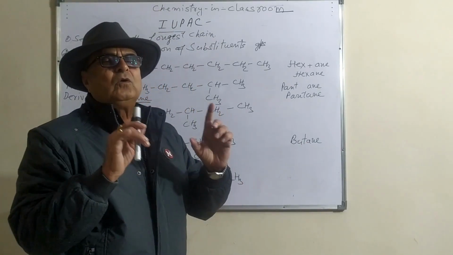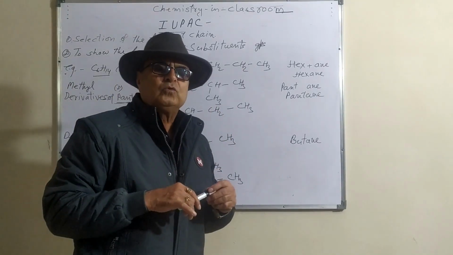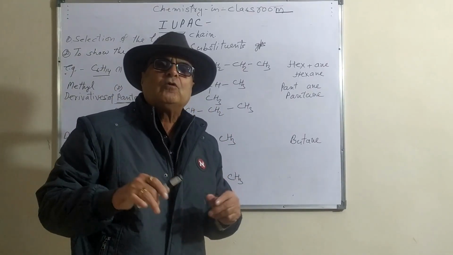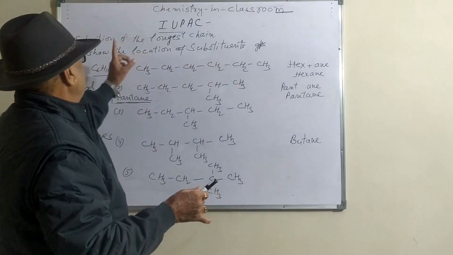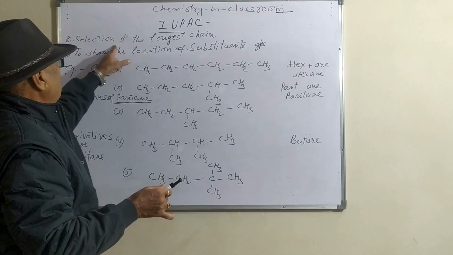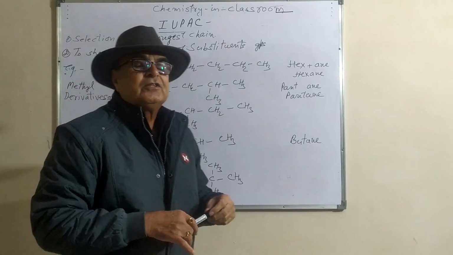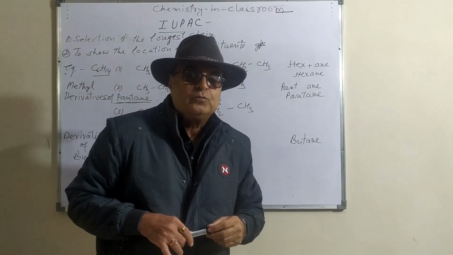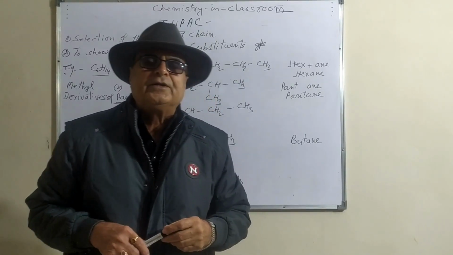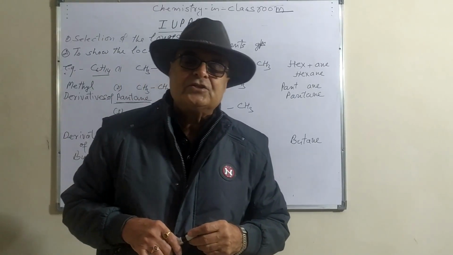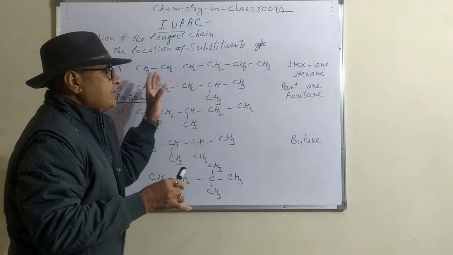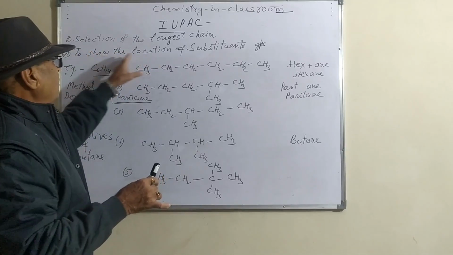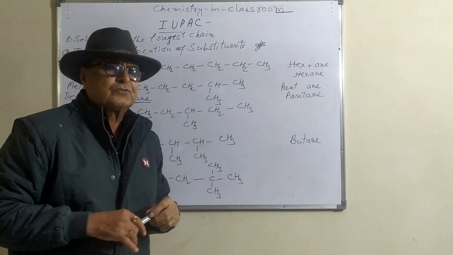So to know the value of alk, to know the exact name of alk, whether it is meth, eth or prop, you should know about the selection of the longest chain. The first IUPAC rule, the most important rule, is the selection of the longest chain. The second rule is the location of the substituent group.